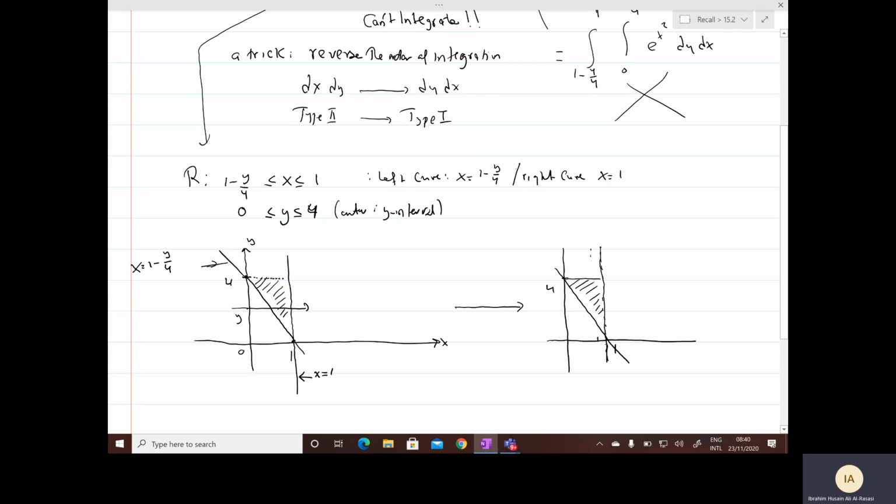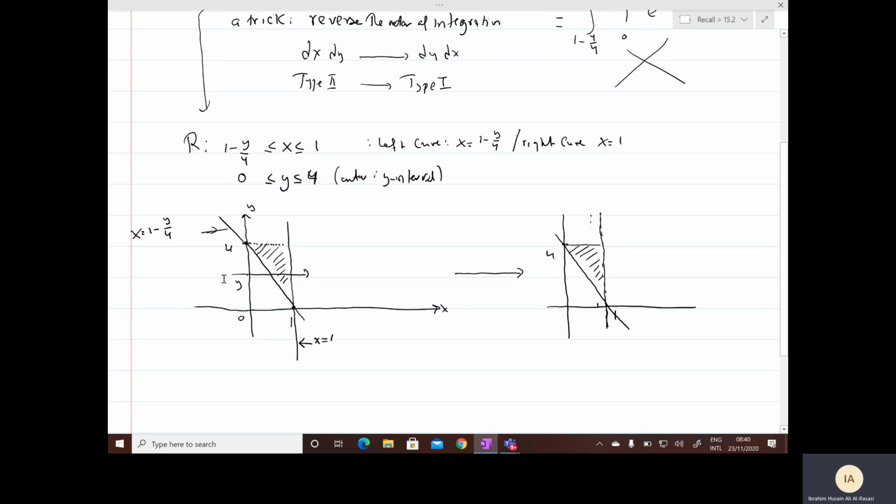What I will do is the following. Now, instead of taking the outer to be the y interval, I will take the outer to be the x interval. And I take the same region, but describe it in a different way. The outer will be the x interval. What is the x interval here for this region? 0 to 1. So this is 0 and this is 1. So x between 0 and 1.